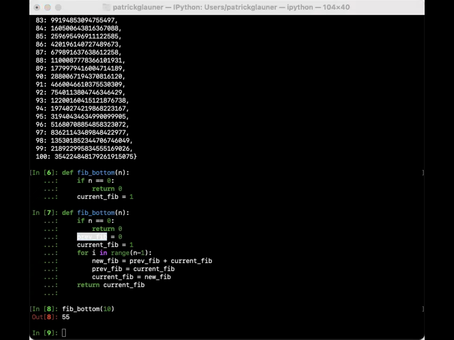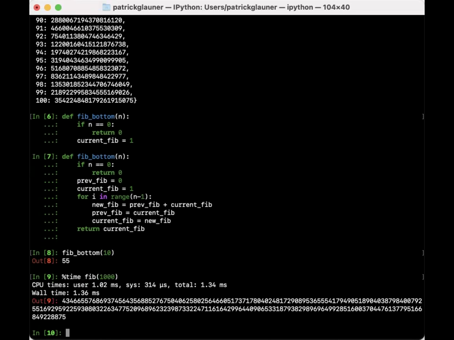But that's only a detail. And we see it works perfectly fine. And we can wonder which one is faster. We can say our fib, the top one. We can say, well, what's the Fibonacci number of 1000? Calculating this top down takes 1.366 milliseconds.